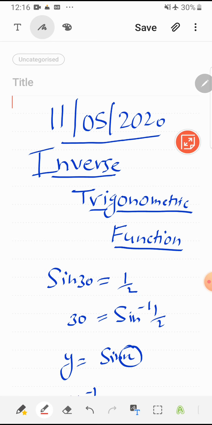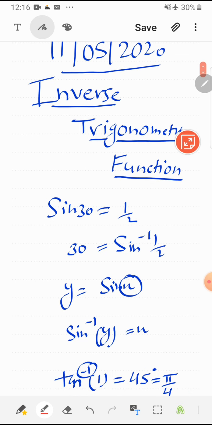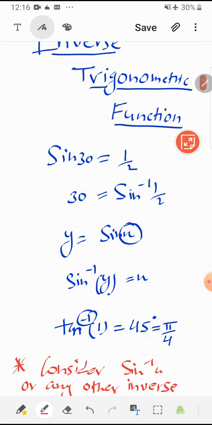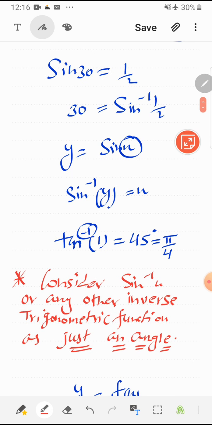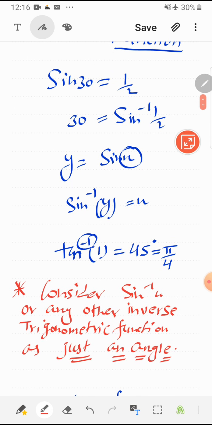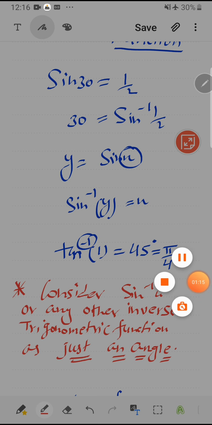Now, similarly, tan inverse 1 is 45 degree or pi by 4. So remember this. One point we should remember regarding this: consider sine inverse x or any other inverse trigonometric function, it is just an angle.